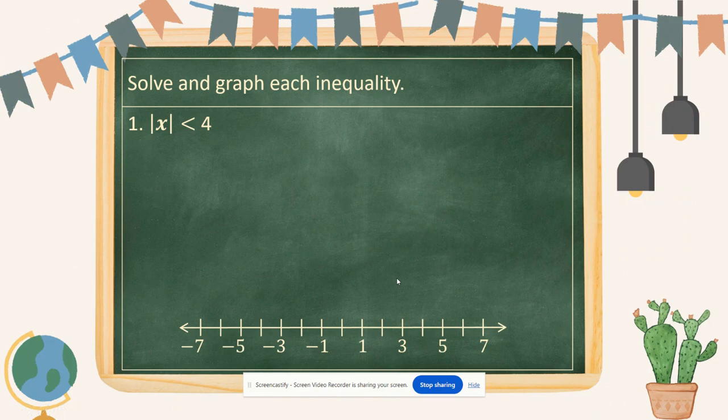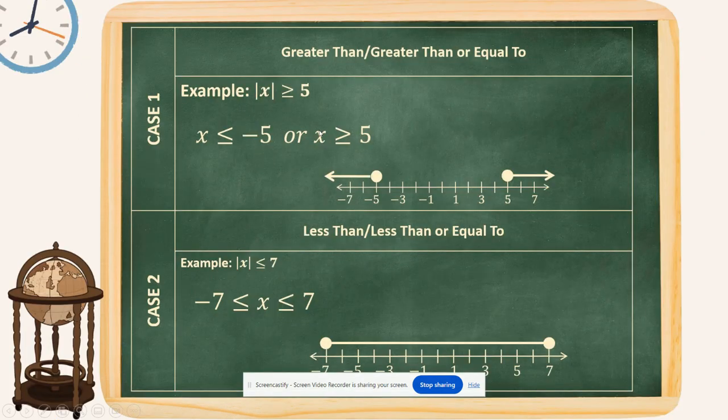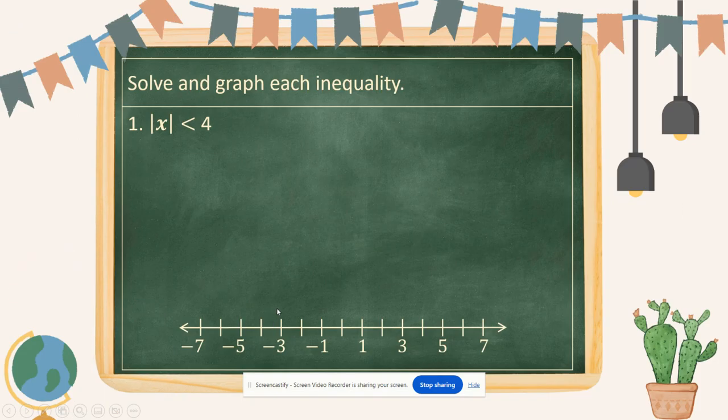All right, for the first one, I have the absolute value of x is less than 4. If I remember, less than is going to act like and. So we want this to act like an and inequality, which means they're going to graph together. So I could say -4 is less than x, which is less than 4. Remember, I'm using -4 and +4 because the absolute value of -4 is 4, and the absolute value of 4 is 4. That's why we're picking these values.